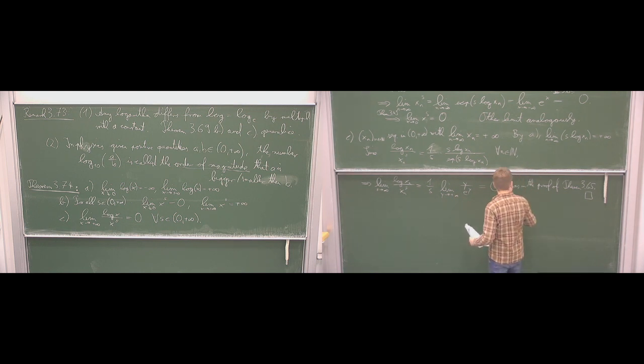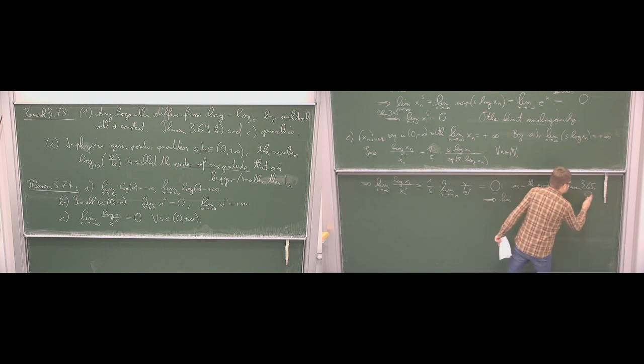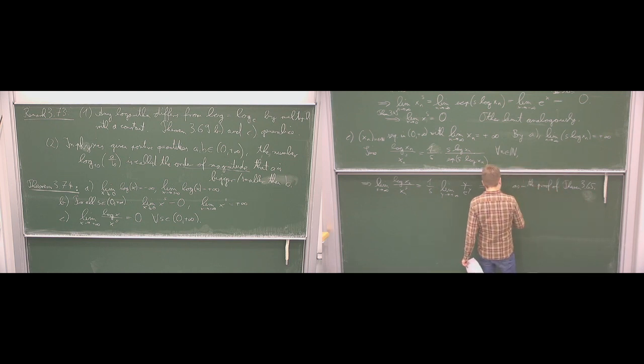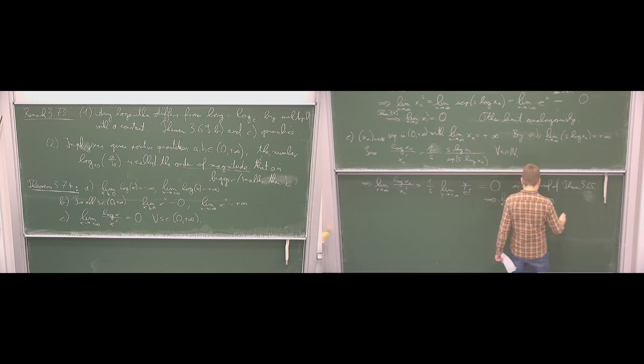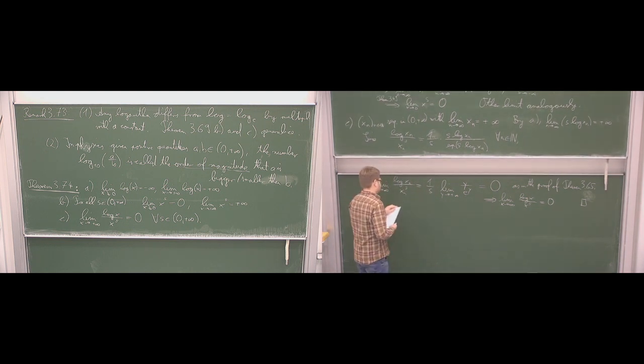So this really shows, and this is for some arbitrary sequence, we started off with some arbitrary x_n, that the limit of x going to plus infinity of log x divided by x to the s is 0, and this is what we wanted to show. Okay, so this is the final result, and let me just add a remark about these limits.